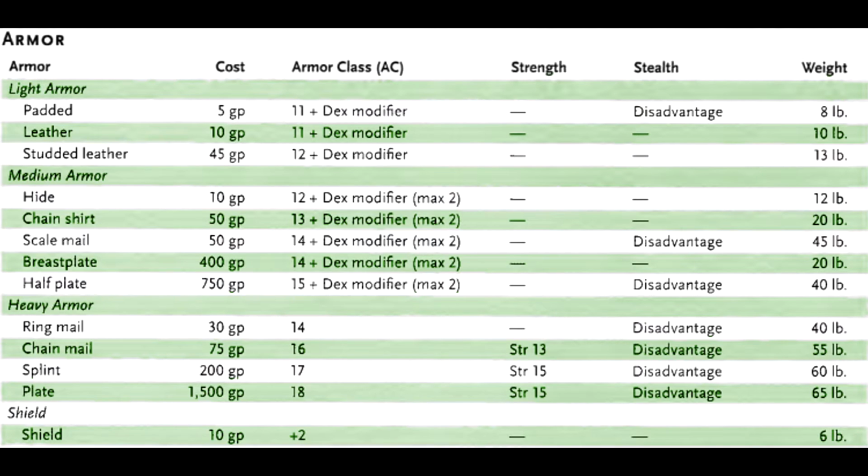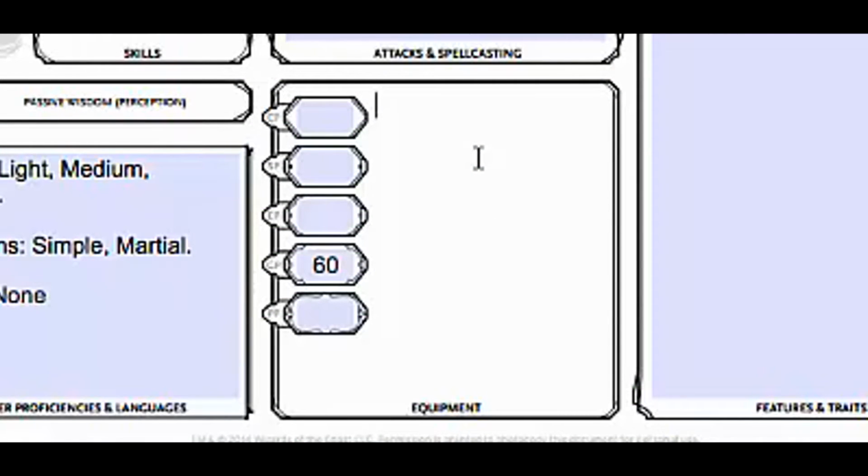So I think we're going to go light armor for our guy. Makes sense. He likes to move around a lot. So I think we'll go with the leather armor, which is 10 gold pieces. So we're going to have to subtract from our very rich barbarian, unfortunately. So now we have 50 gold.